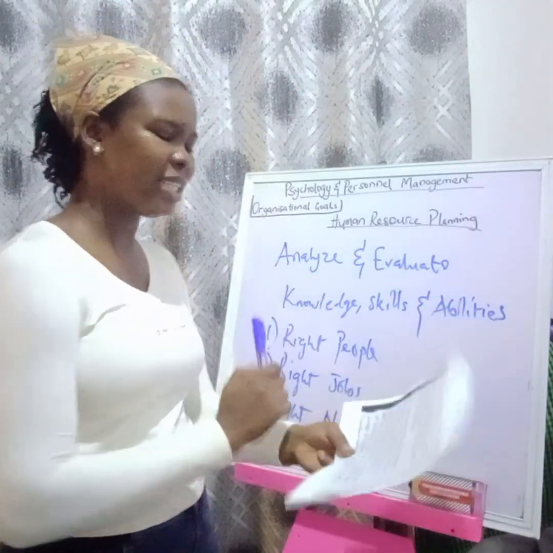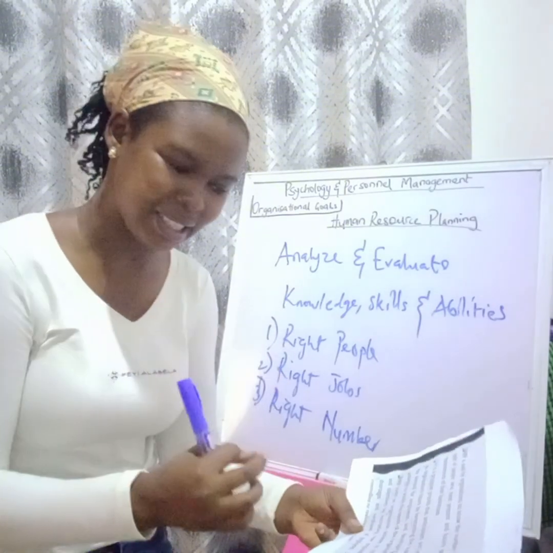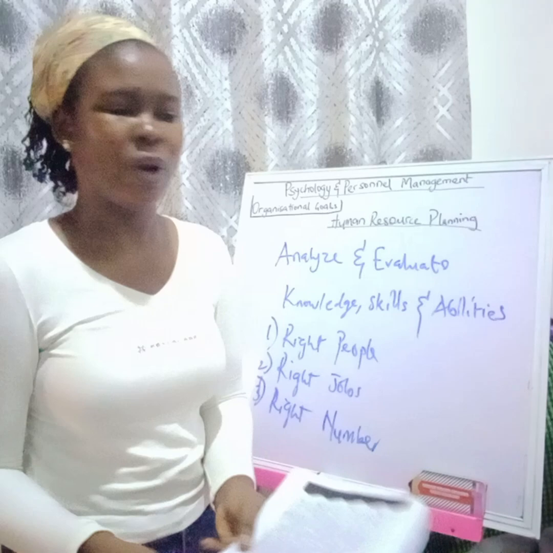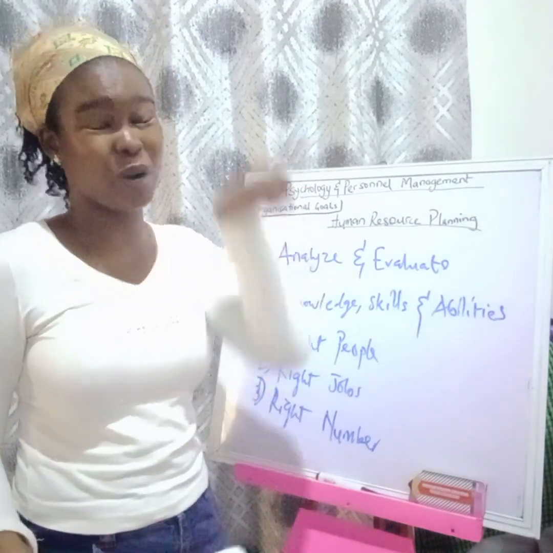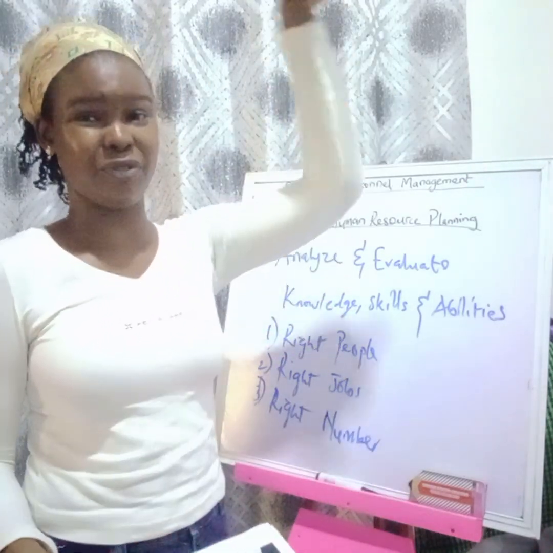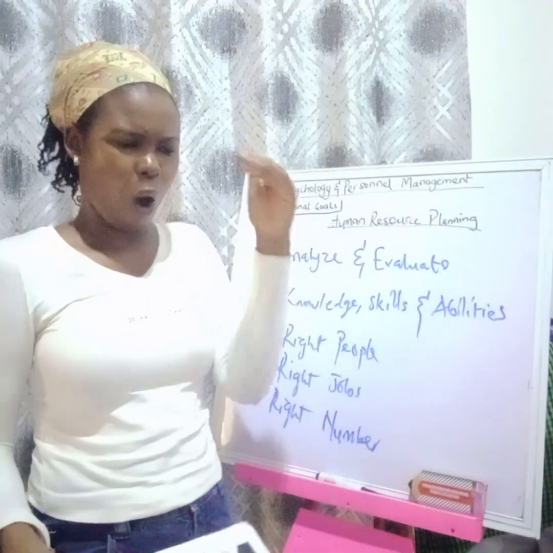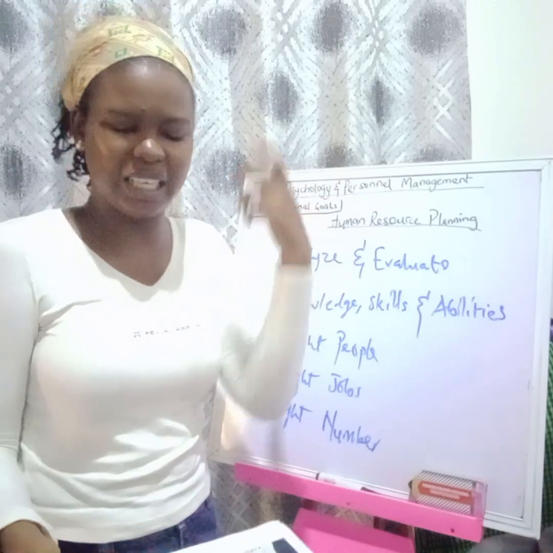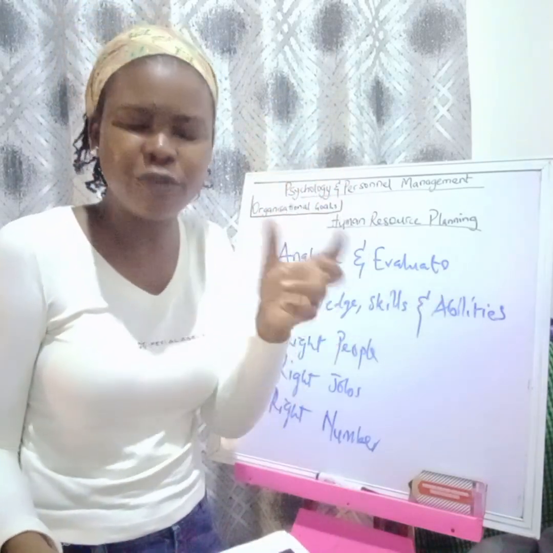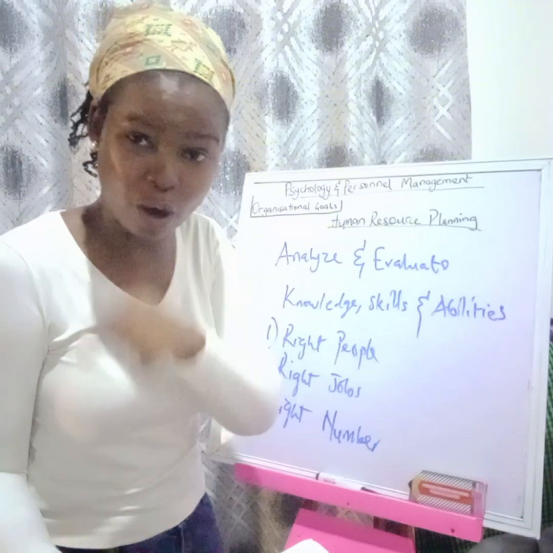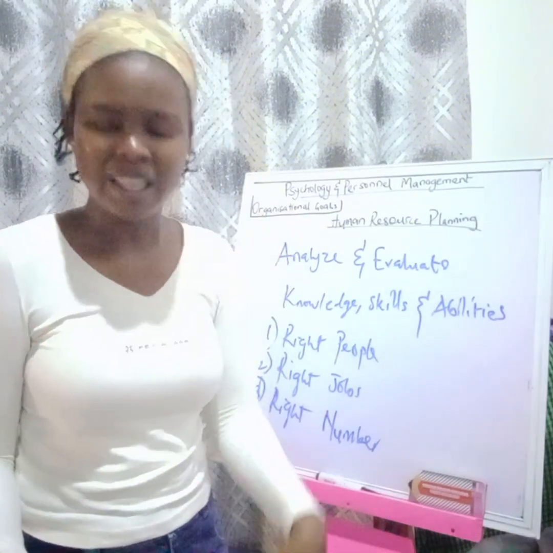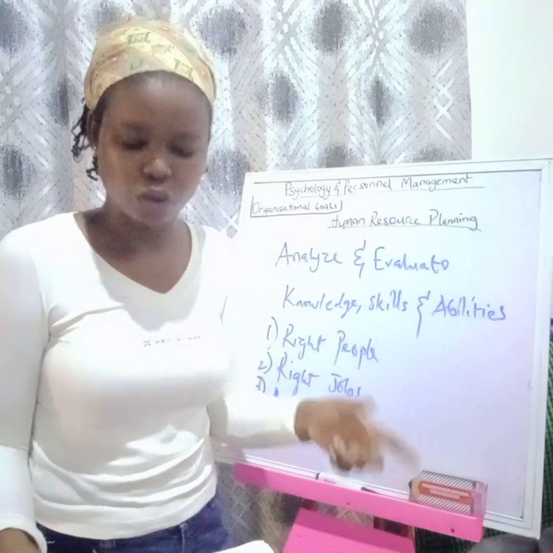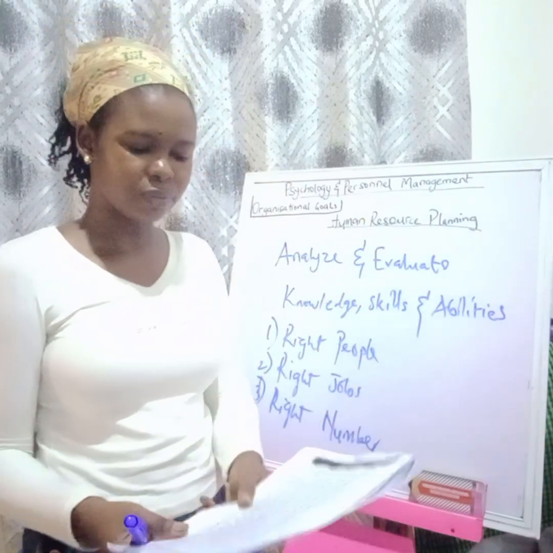So HRP is a proactive process that anticipates and influences an organization's future. We're not talking about now. We're not talking about 2025. We're talking about 2030. We're talking about 2035. We're talking about 2040. Do you get? An organization is anticipating what its future will be by forecasting the supply of and demand for employees, and by developing plans and activities to satisfy the needs of the organization.